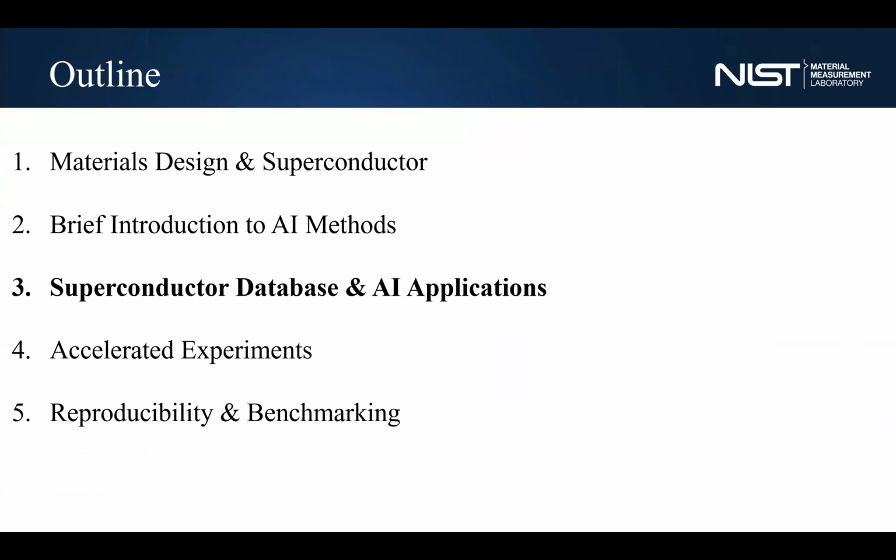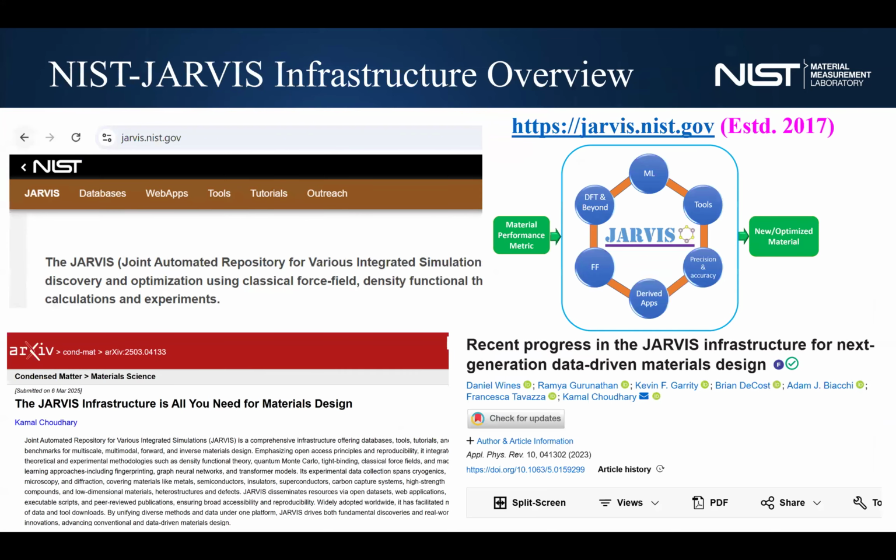Now I'll talk about a critical component, database generation, without which a whole AI model is pointless, right? So having good data sets. So we'll be using a database called JARVIS, which is available at jarvis.nist.gov. The idea is to combine density functional theory, classical force field, machine learning, and experiments to design or optimize the materials. And there are several review articles about this. So you can feel free to check it out.